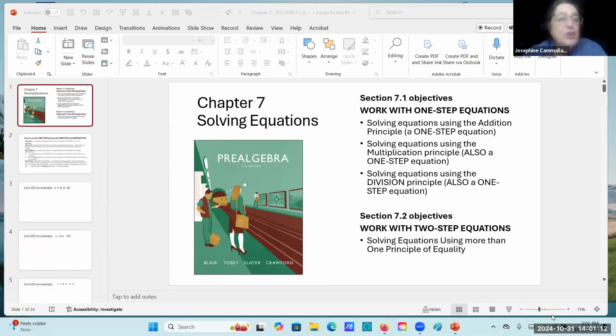Welcome to section 7.1 and 7.2. We are going to work on what we call one-step and two-step equations. Now, you are going to find that I have slides that have a series of steps based upon the type of equation we're going to work with. My recommendation is that you print out these slides or take very good notes so that you can find and complete the equations that we're going to be working with.